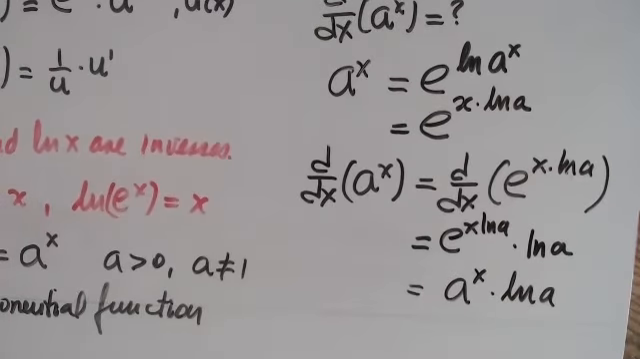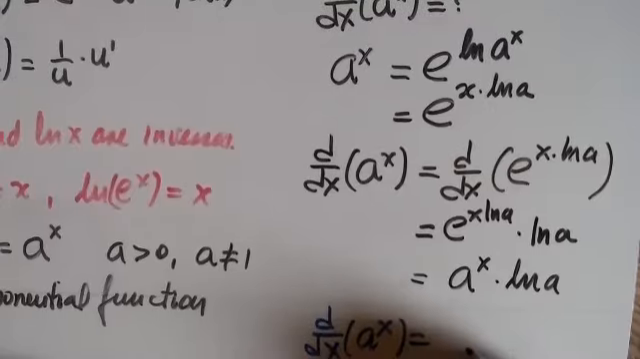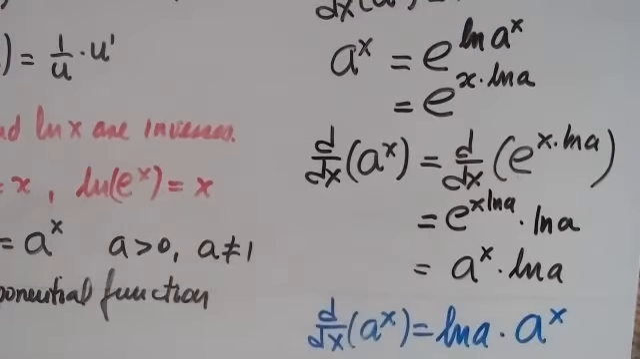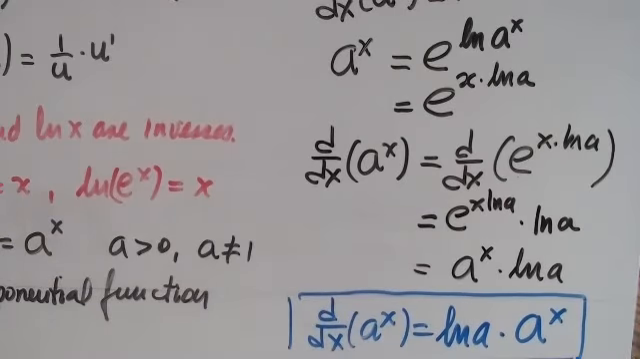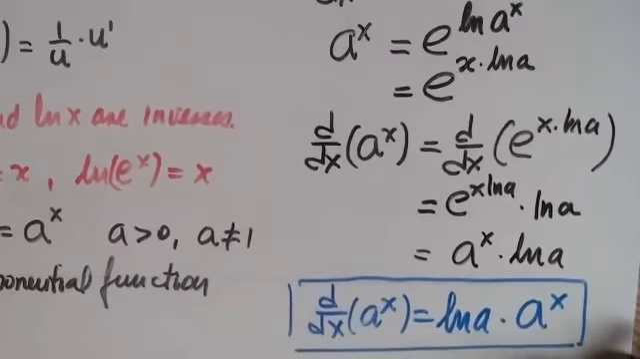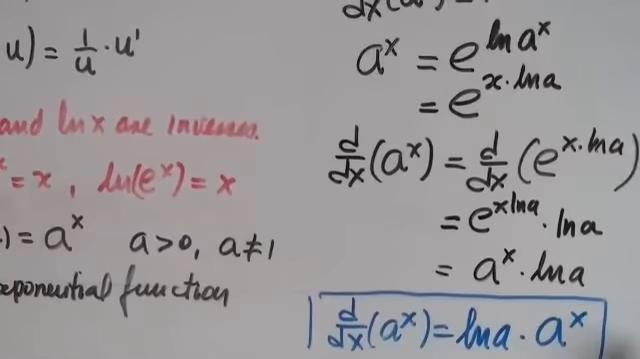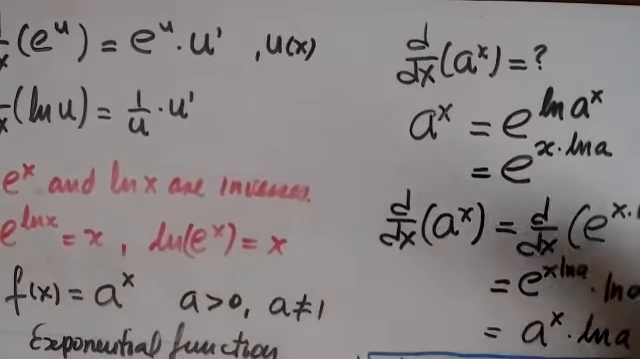So the derivative we're going to be using now is the derivative with respect to x of a to the x is ln a times a to the x. So that's going to be my new formula, okay? It's very simple. So with this one, we can deal with different problems, correct?